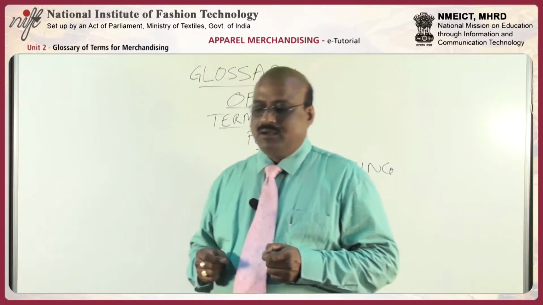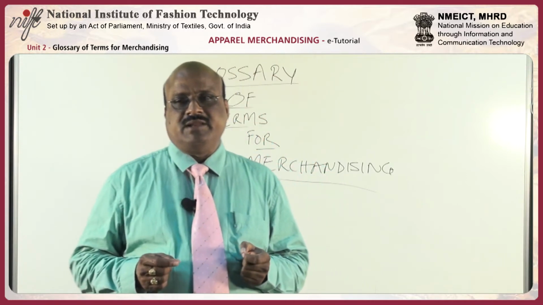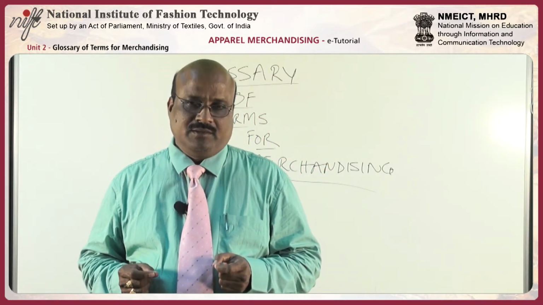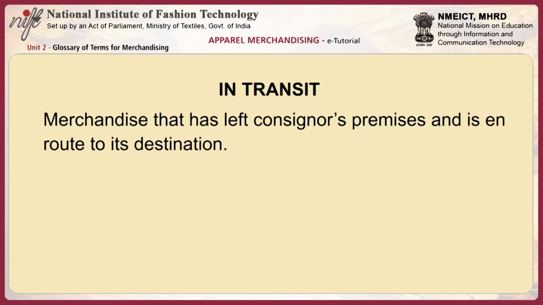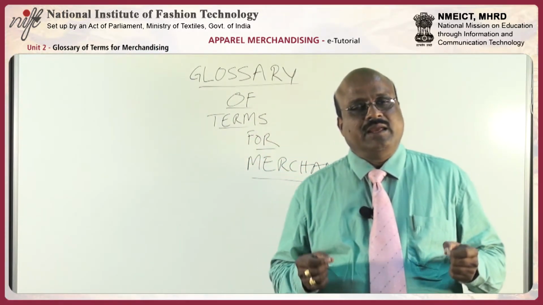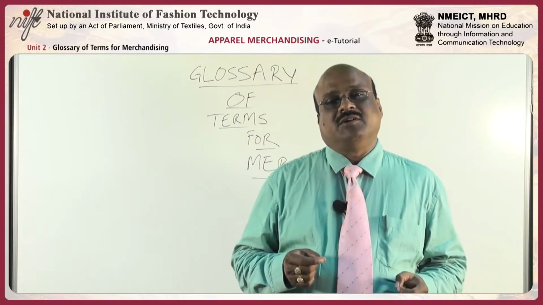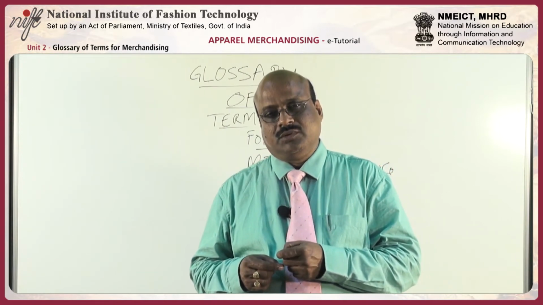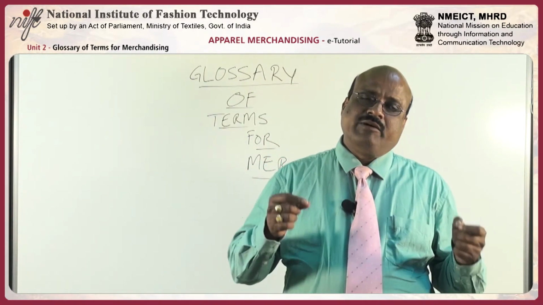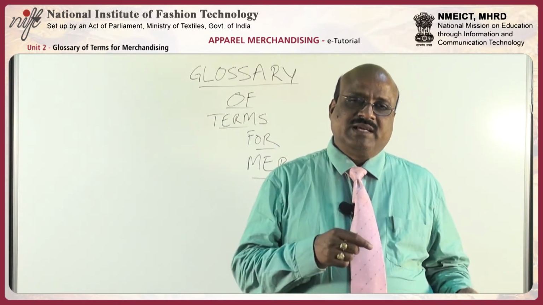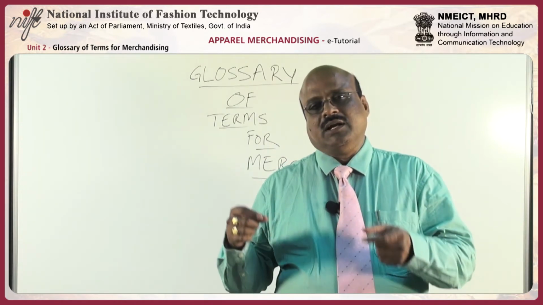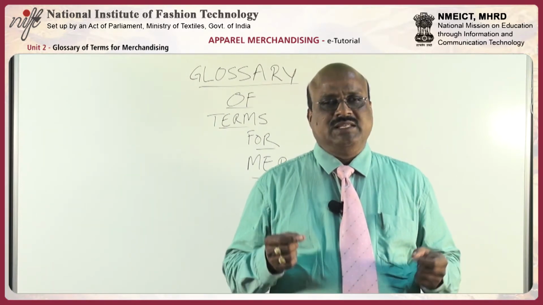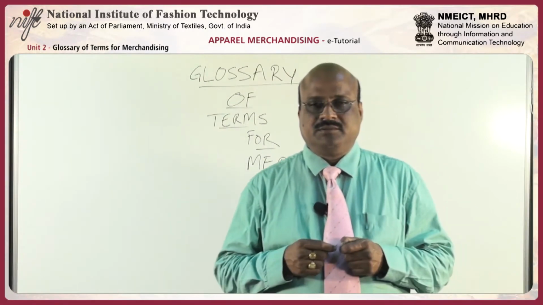The next term is in transit. So what is the meaning? In transit means merchandise that has left the consignor's premises and is en route to its destination. That means the merchandise is in transit from the manufacturer or the vendor or the wholesaler to the buyer's warehouse. So the merchandise is on its way from the consignor's premises to the consignee's premises. So that is called merchandise in transit.